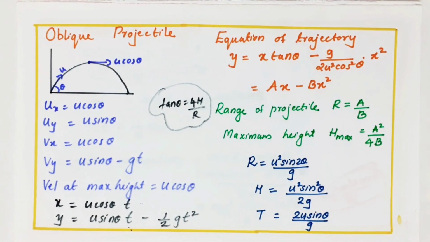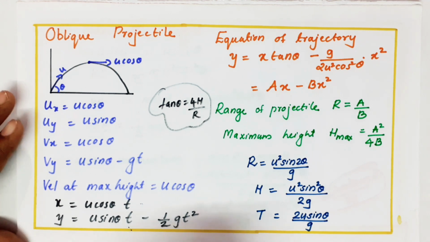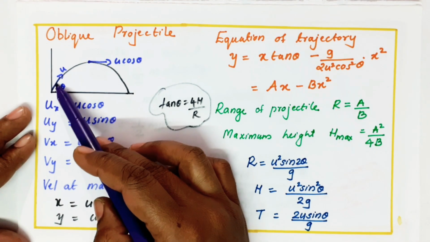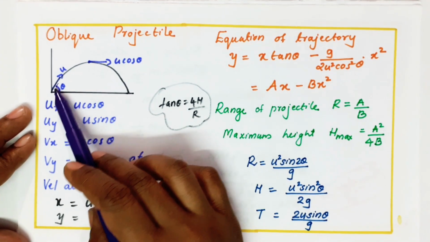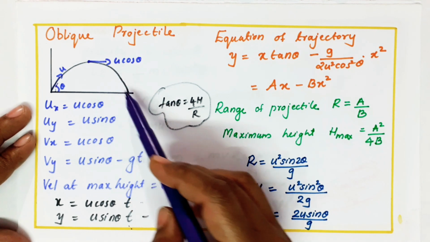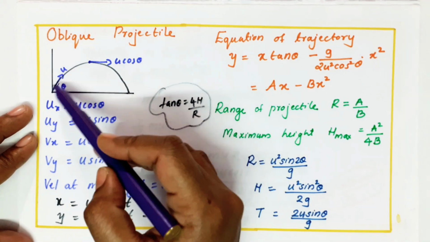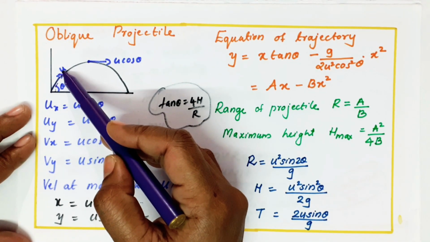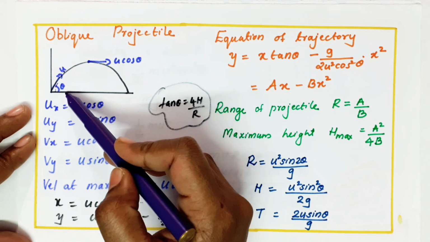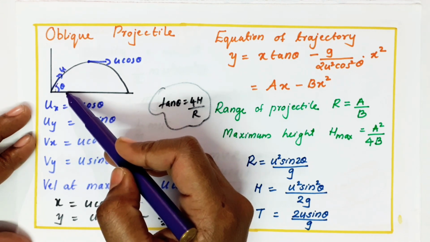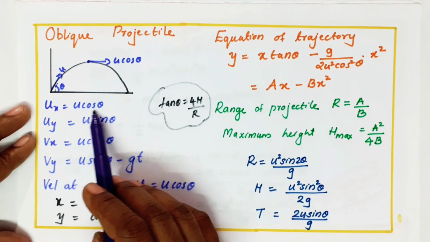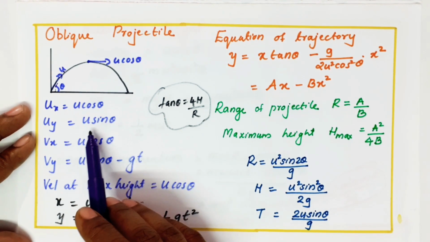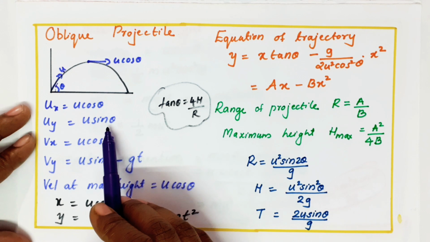Now look at the oblique projectile. This is a body and it is projected like this, obliquely from the ground. I'm just throwing a stone. The stone will go like this and come to the ground. If you take this point, this is your initial velocity. It makes an angle theta with the horizontal, so it has two components, ux and uy. Ux I can write as u cos theta, uy as u sin theta.